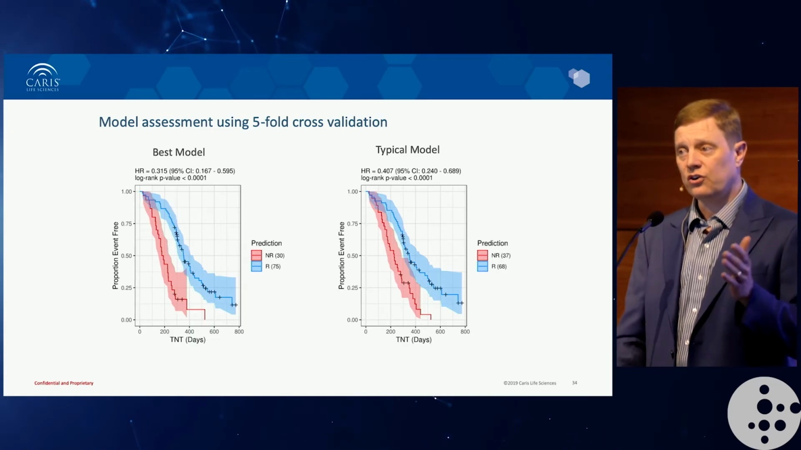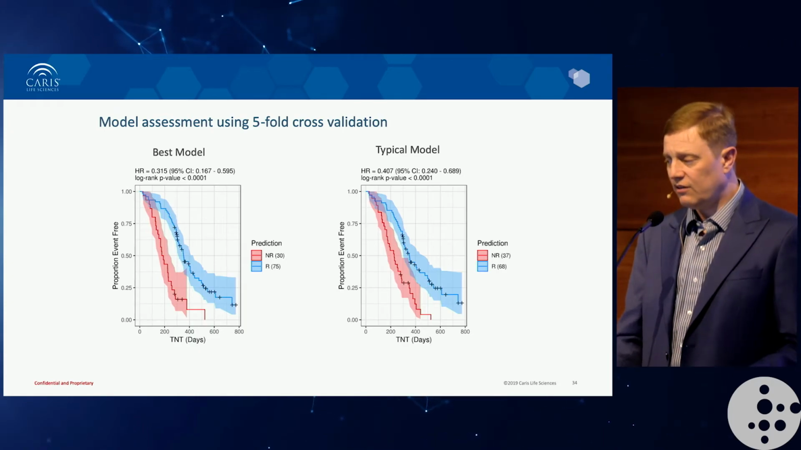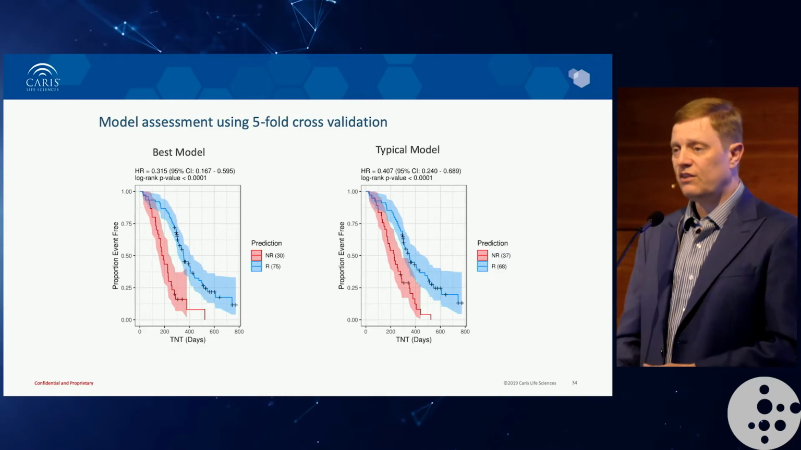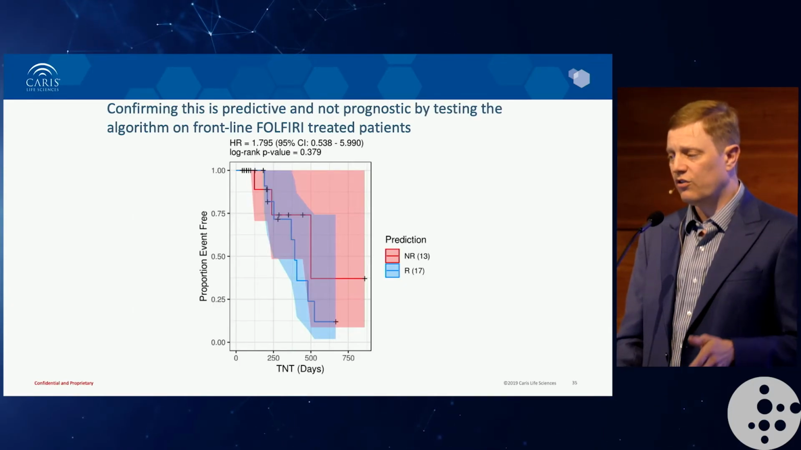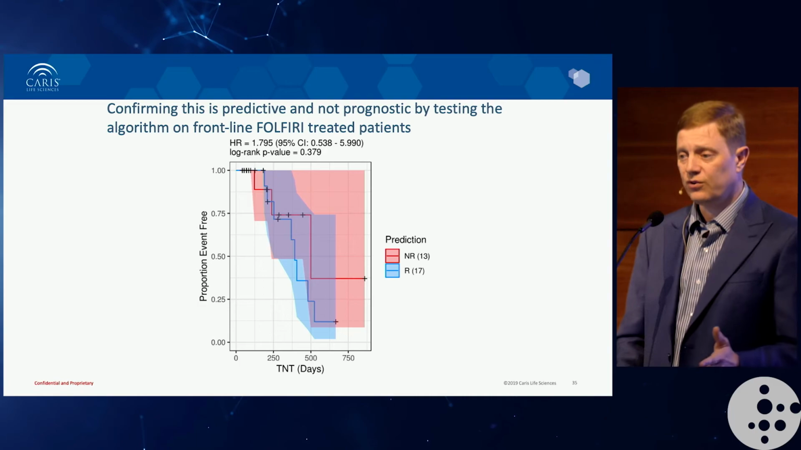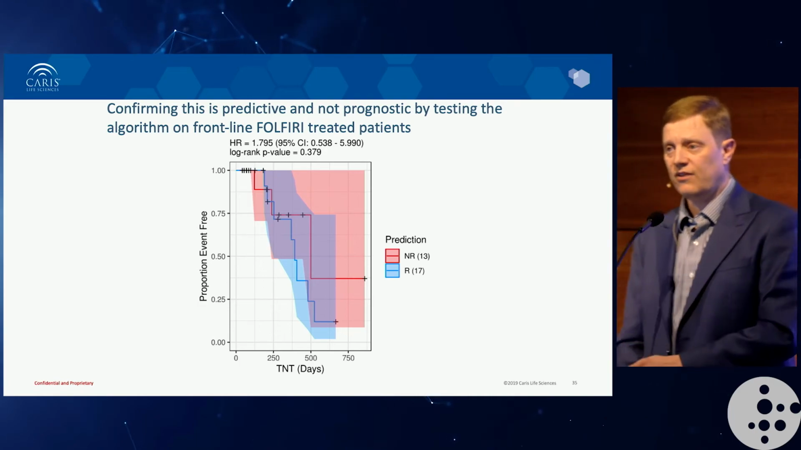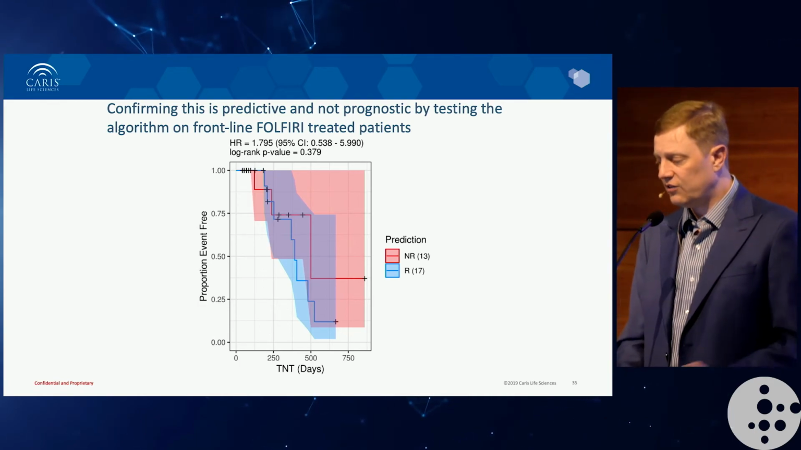Again, we have to check and make sure it's not prognostic, that it's predictive. So this is the cohort of men receiving full FOLFOX. When we look at the cohort of men receiving full FOLFIRI, there was no difference. So that confirms to us that this, in fact, is likely to be predictive and not prognostic.